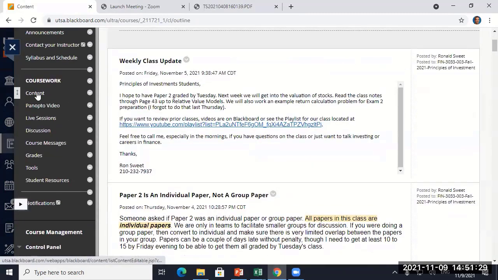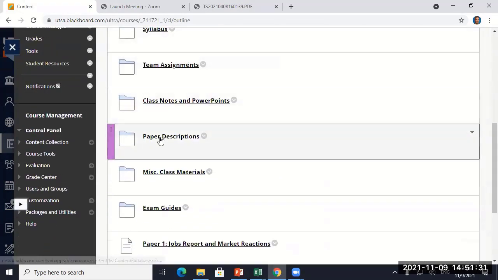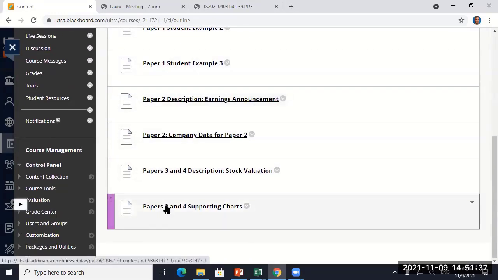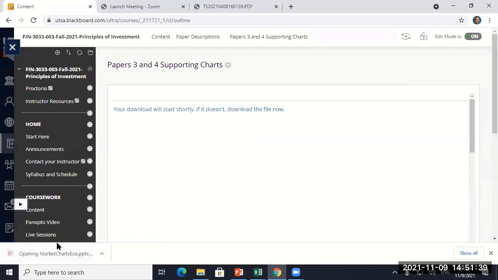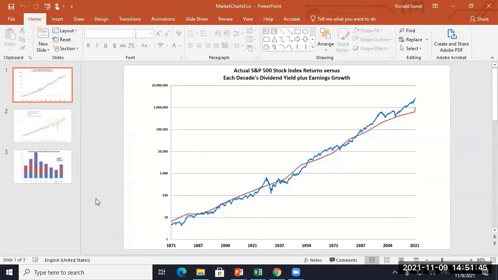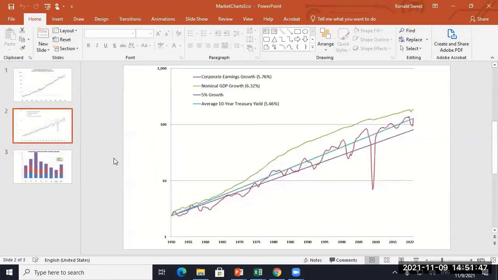Go back into it. On Blackboard, under content, if you look in paper descriptions, I have here paper three and four supporting charts. I love these charts. First of all, I show you that corporate earnings historically have grown a little slower than the U.S. economy, but there's certainly some relationship. They're much more volatile, but certainly some relationship there. So I'm starting with the U.S. economy, which historically has been a little high for corporate earnings growth.